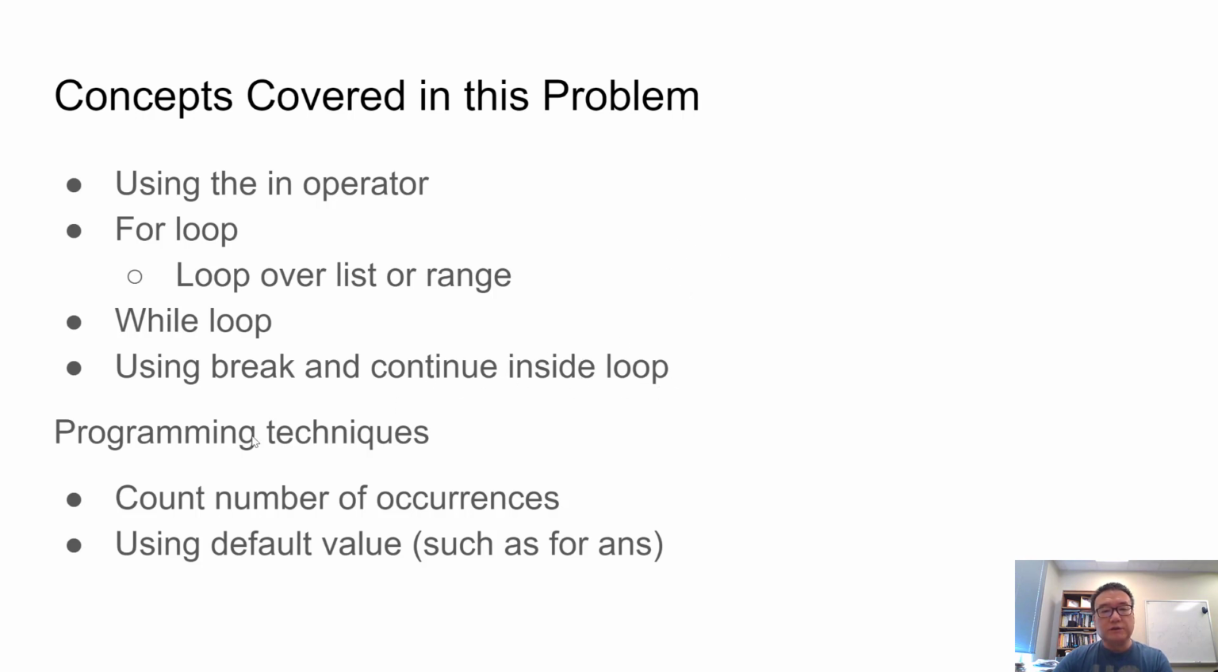And for programming techniques, we introduced how to count the number of occurrences of an element. Basically, we maintain a counter that is initialized to 0, and every time we see the element, we add 1 to it. We also used a default value. We assign some default value for something, and then we check some condition. When the condition is met, we change the value. Then after everything is done, the value will be what we wanted.